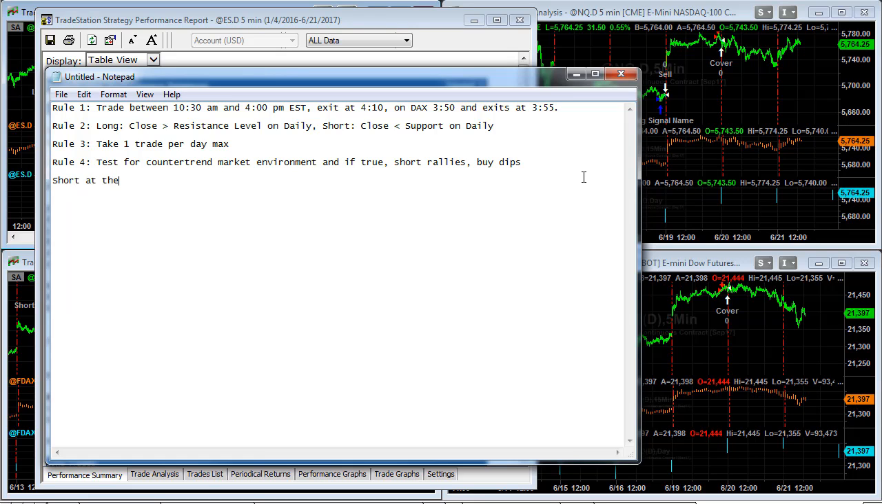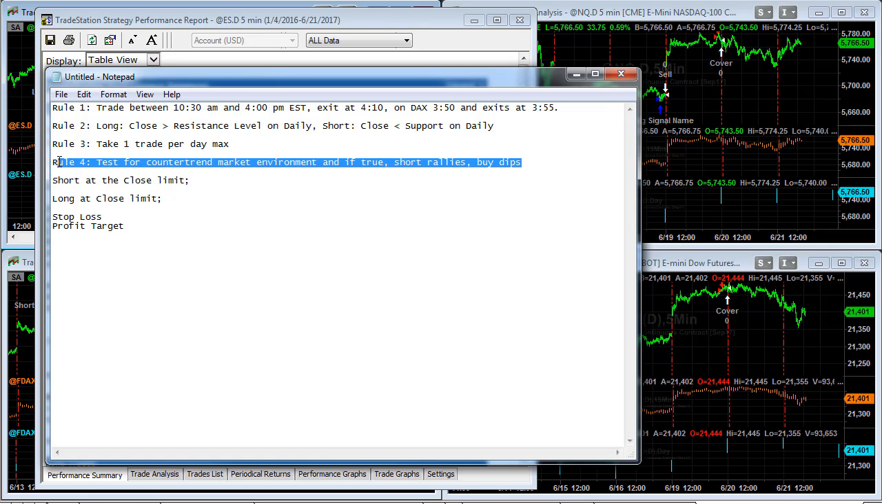short at the close of the 5-minute bar on a limit. We just take the close of the 5-minute bar and short it there at that limit. Long at the close limit. You could throw a market order, it would be about the same. And we cancel and replace our limits to markets. And then stop loss, profit target, and that's it. This is the strategy, and again, here's the secret sauce to it.